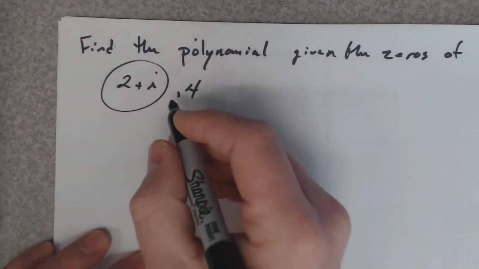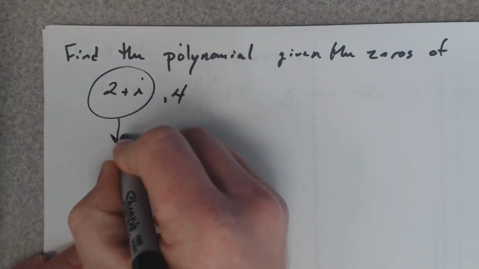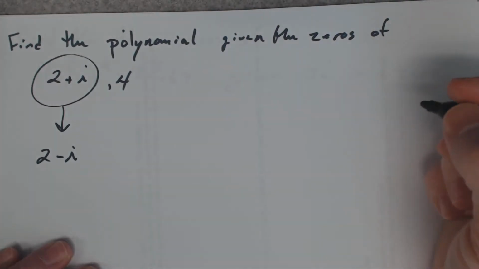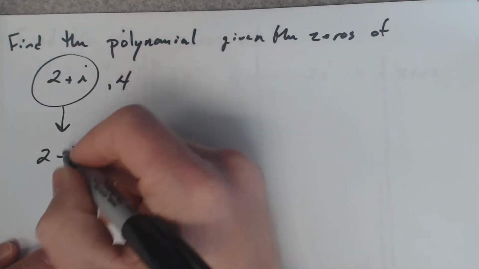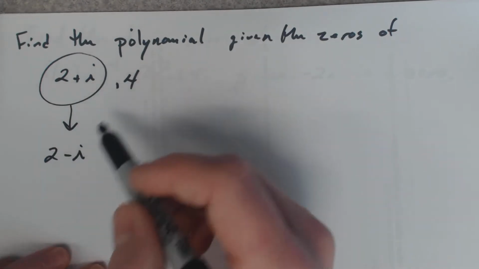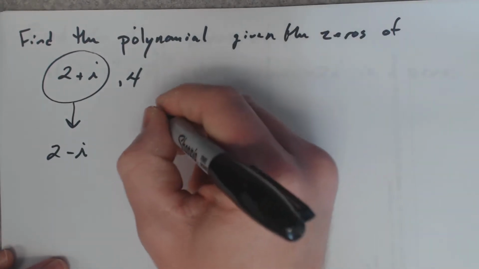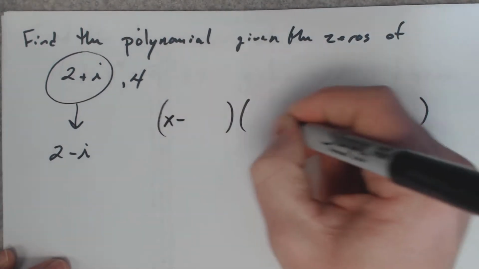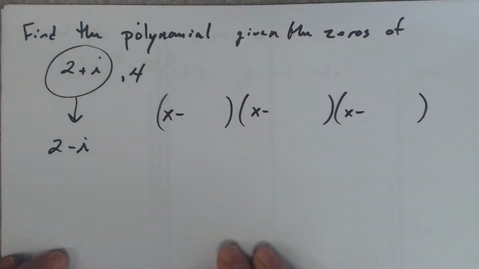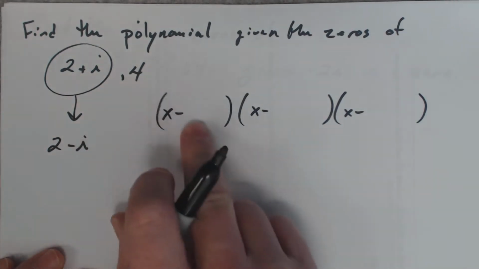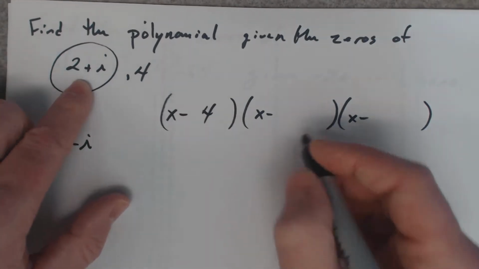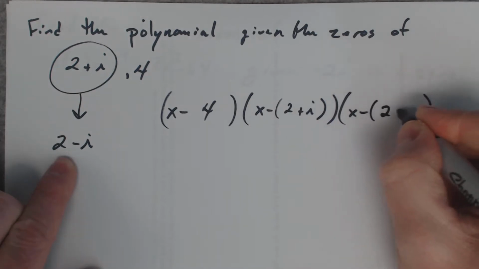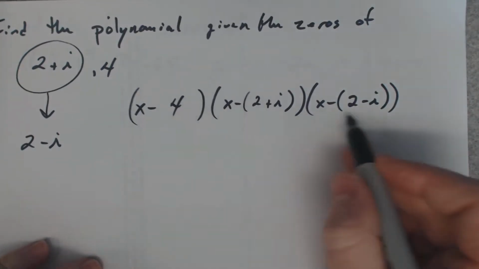So if 2 plus i is a 0, that automatically means that 2 minus i was also a 0. So you know the zeros, right? So there's that. This has to be the least amount of zeros here. Now, if you know the zeros, then we can put this in factored form. There's 3 of them. It's automatically x minus on all of them. That's how you do factored form. And here you put the 0 in right here, 4. You put this 0 in, and you put this 0 in. Now that's in factored form.